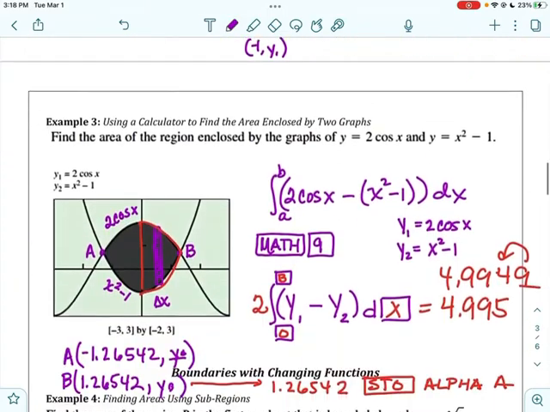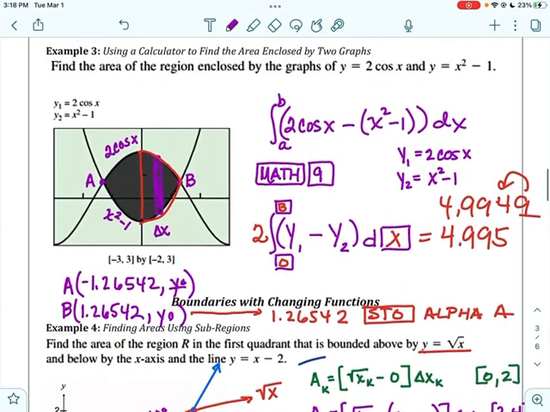Okay, let's look at the next one, example 3. The thing that I liked about this is it presented a way that we could quickly use technology and reason about this particular function as being an even function. Both functions being even, you have y-axis symmetry. So even and odd functions give you the availability of shortcutting your process. So we can see which one's on the top. We have the top function, 2 cosine x, and the bottom function is x squared minus 1. So in this we have the integral of 2 cosine x minus the quantity x squared minus 1, dx.